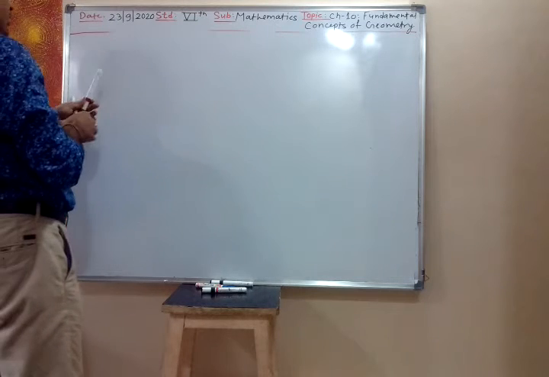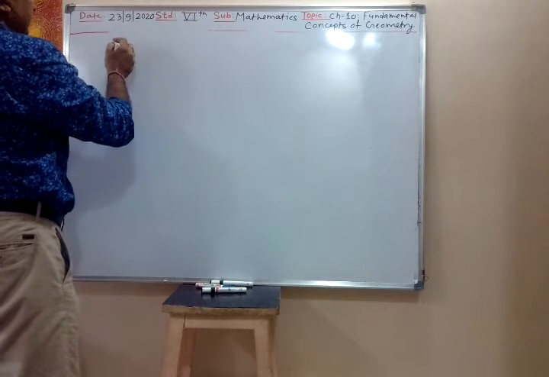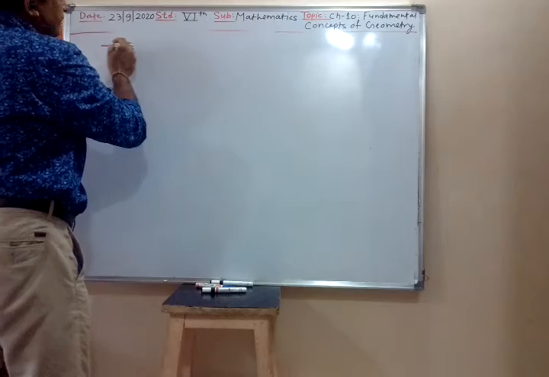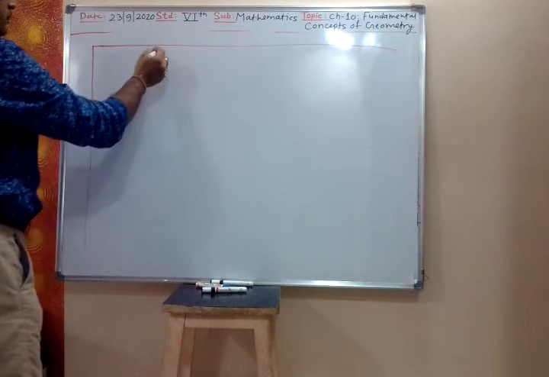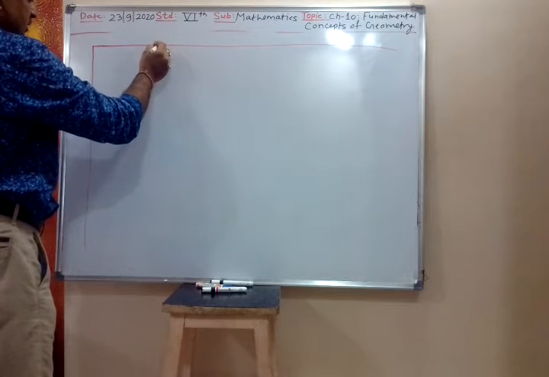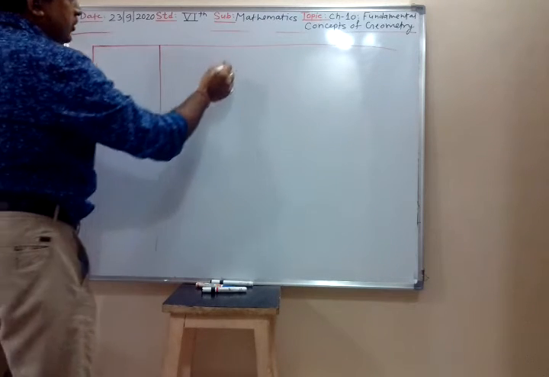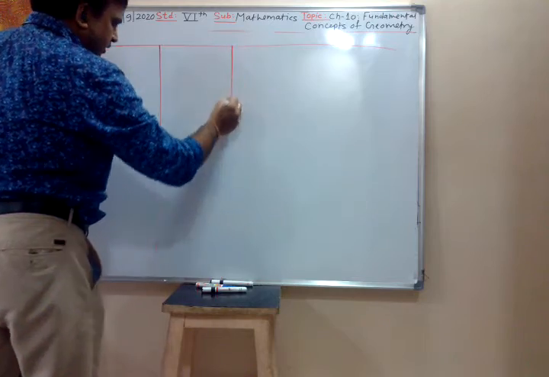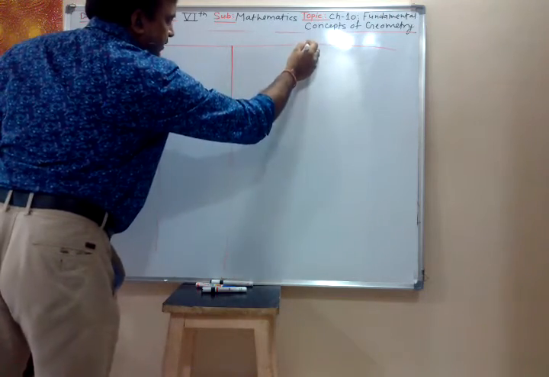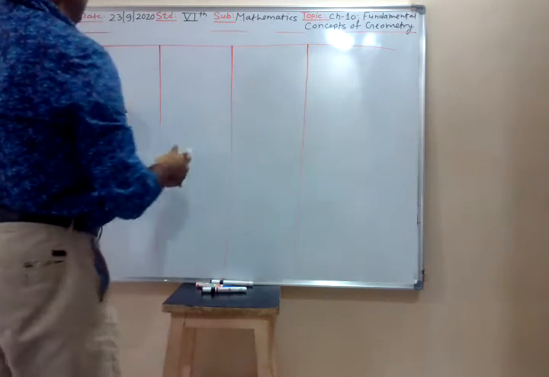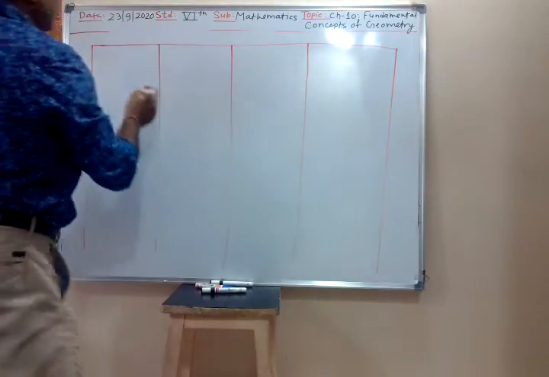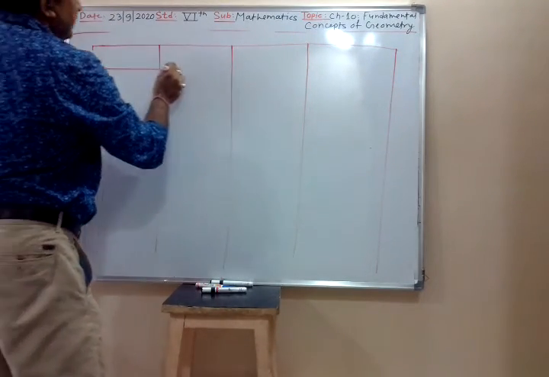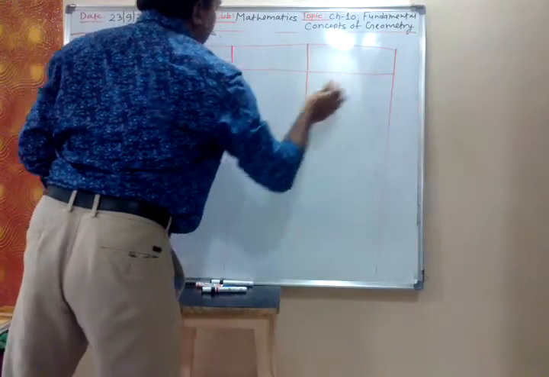So write down this. Make this table. It has 4 columns, that you see in the video. 1, 2, 3, 4. Draw this with hand only.